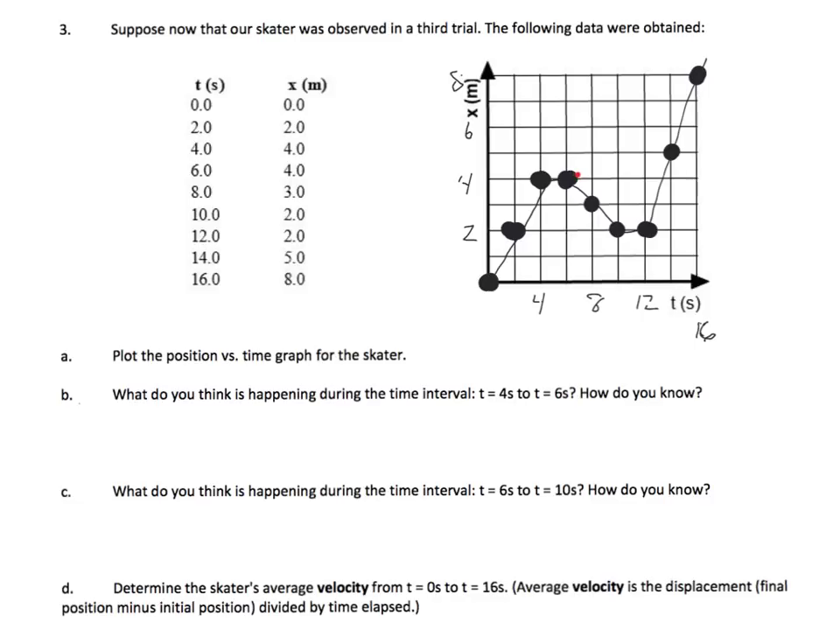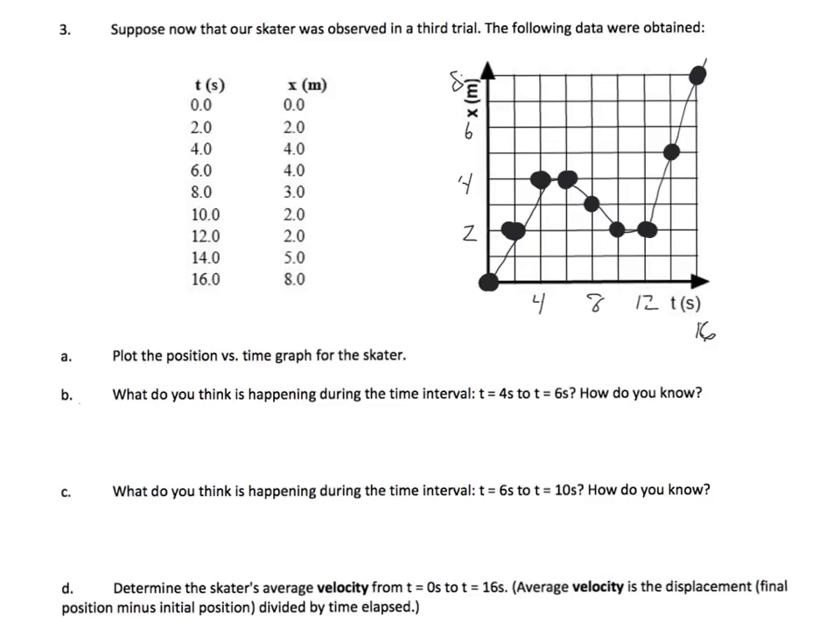We described our next section from 6 to 10. It's a straight line with a negative slope. So starting at 4 meters, going to 3, going back to 2. Well, that skater's still traveling at constant velocity, but traveling at a constant velocity back towards the origin, or maybe in the negative x direction would be another way of saying that. So it's a negative slope because we're traveling in the negative x direction.